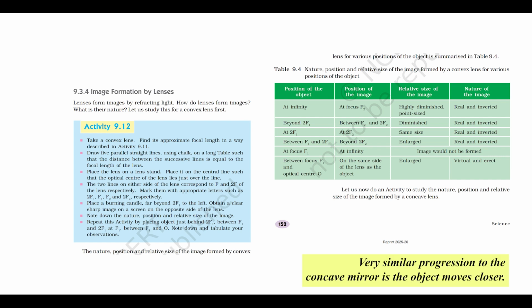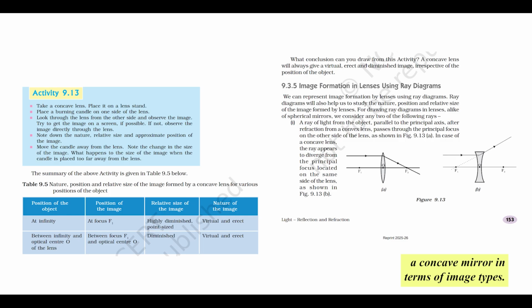See the pattern. Very similar progression to the concave mirror as the object moves closer. Understanding these parallels can really help with recall. That pattern matching is definitely useful. So a convex lens acts much like a concave mirror in terms of image types. What about the concave lens then? Is it like the convex mirror, simple and predictable?